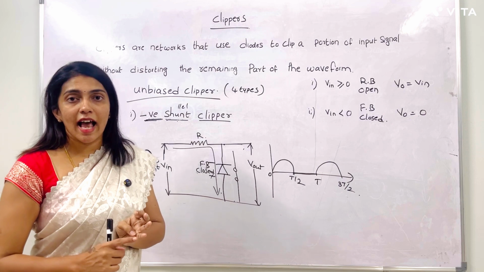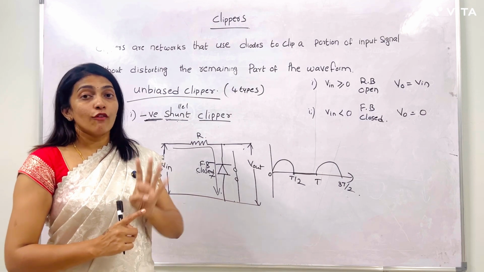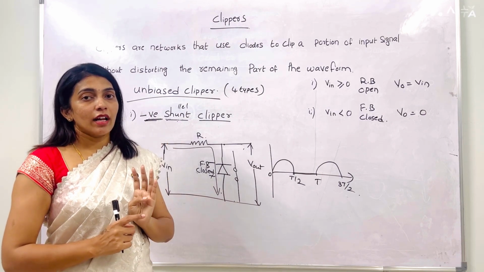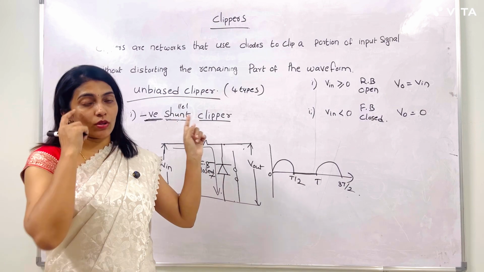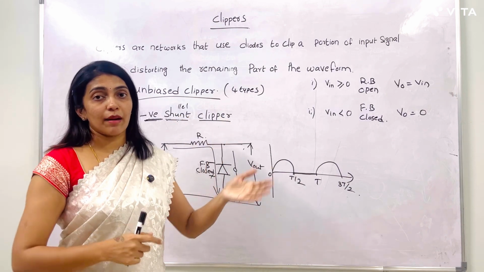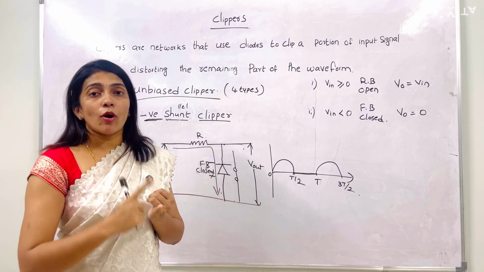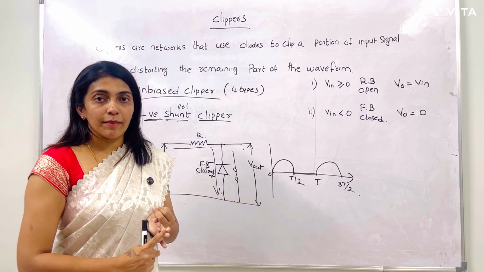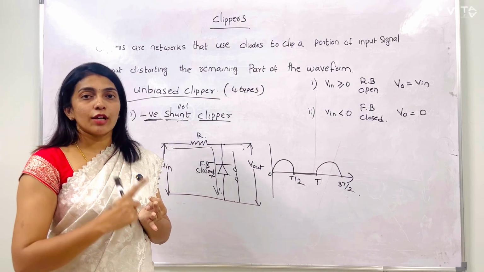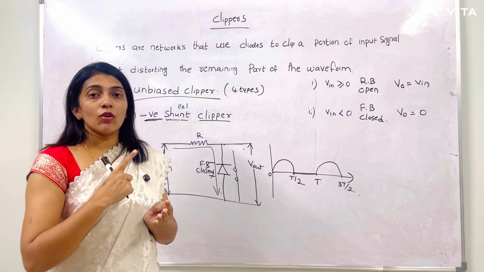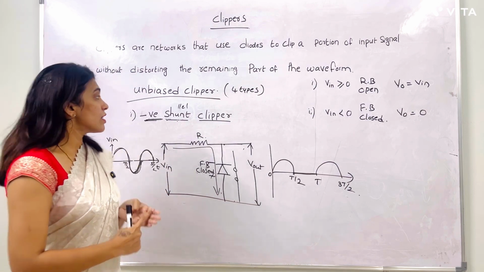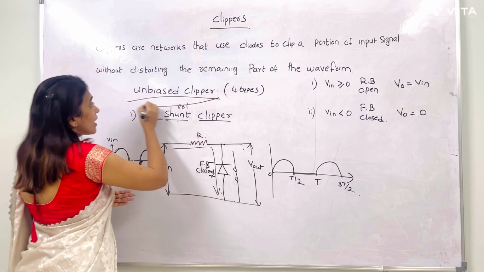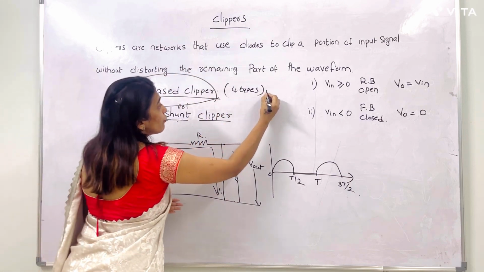So in this class, we discussed 4 types. What are they? The total type is only one, that is unbiased. In that unbiased, we discussed the positive series clipper, negative series clipper, next, positive shunt clipper, and negative shunt clipper. So in the unbiased clipper, we have completed 4 types.